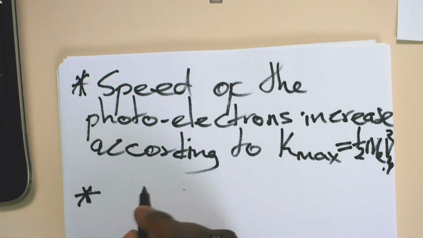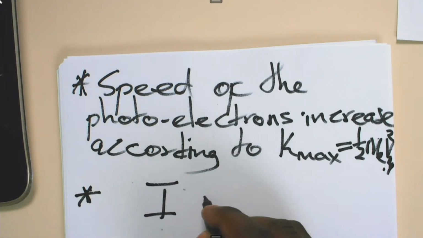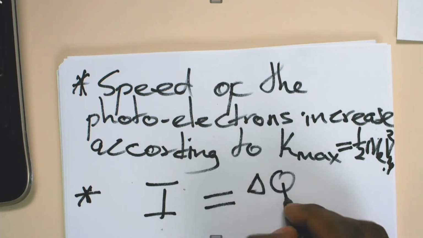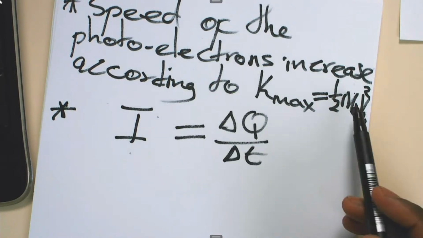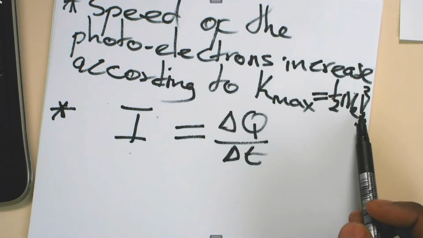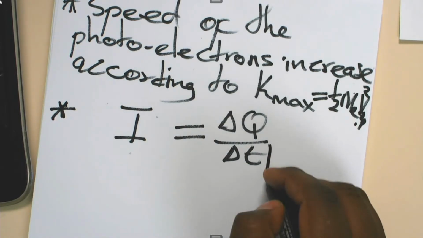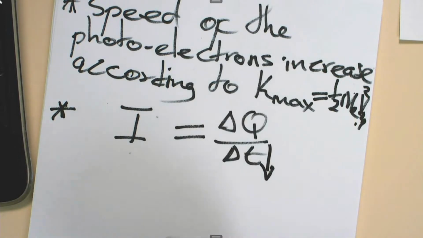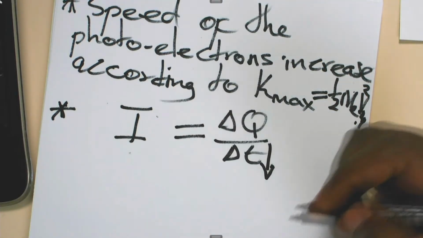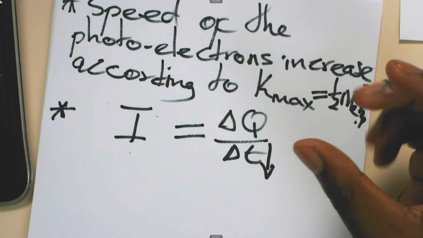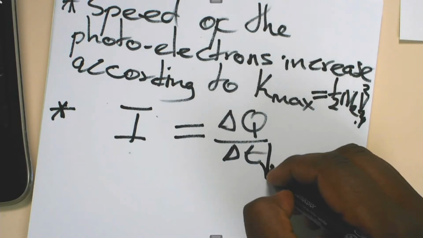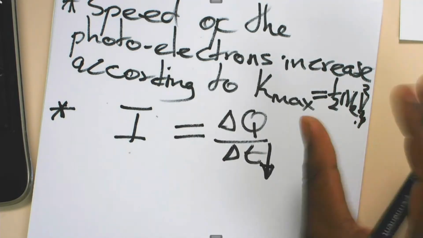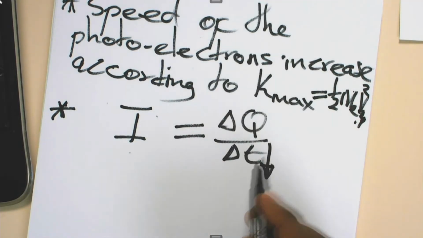So what are the implications on the current? Current is given by change in charge over what? Over change in time. So when you increase the speed of the photoelectrons, then it means the time will decrease, because with increased speed, the time that it will take for an electron to cover a certain distance between 2 points will then decrease.